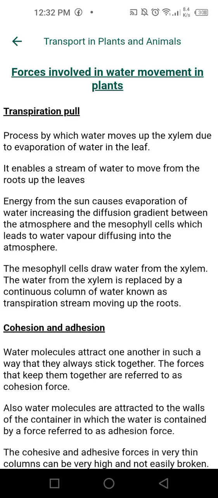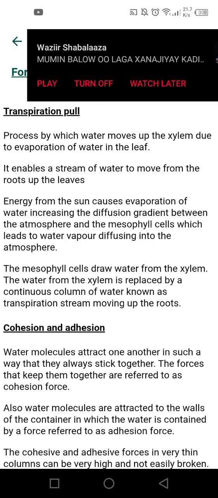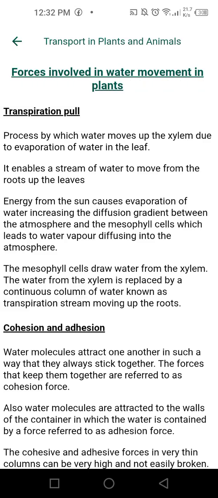The water from the xylem is replaced by a continuous column of water, known as the transpiration stream, moving up the roots. Cohesion and adhesion. Water molecules attract one another in such a way that they always stick together. The forces that keep them together are referred to as cohesion force. Also, water molecules are attracted to the walls of the container in which the water is contained by a force referred to as adhesion force.